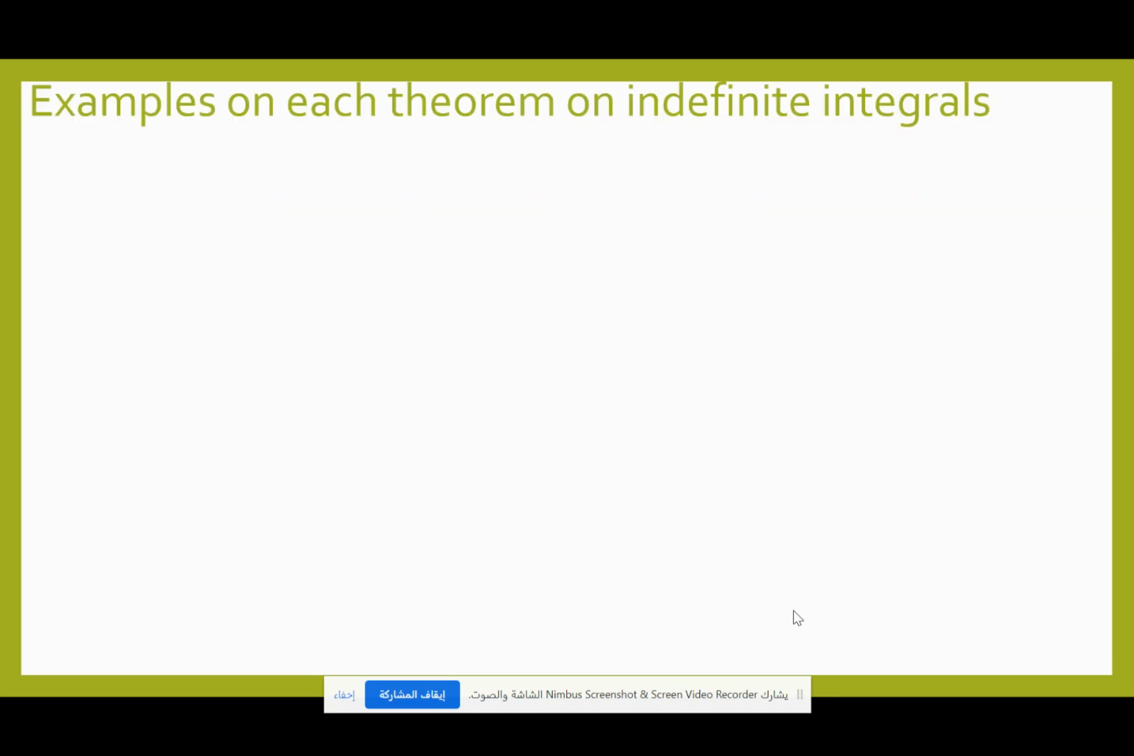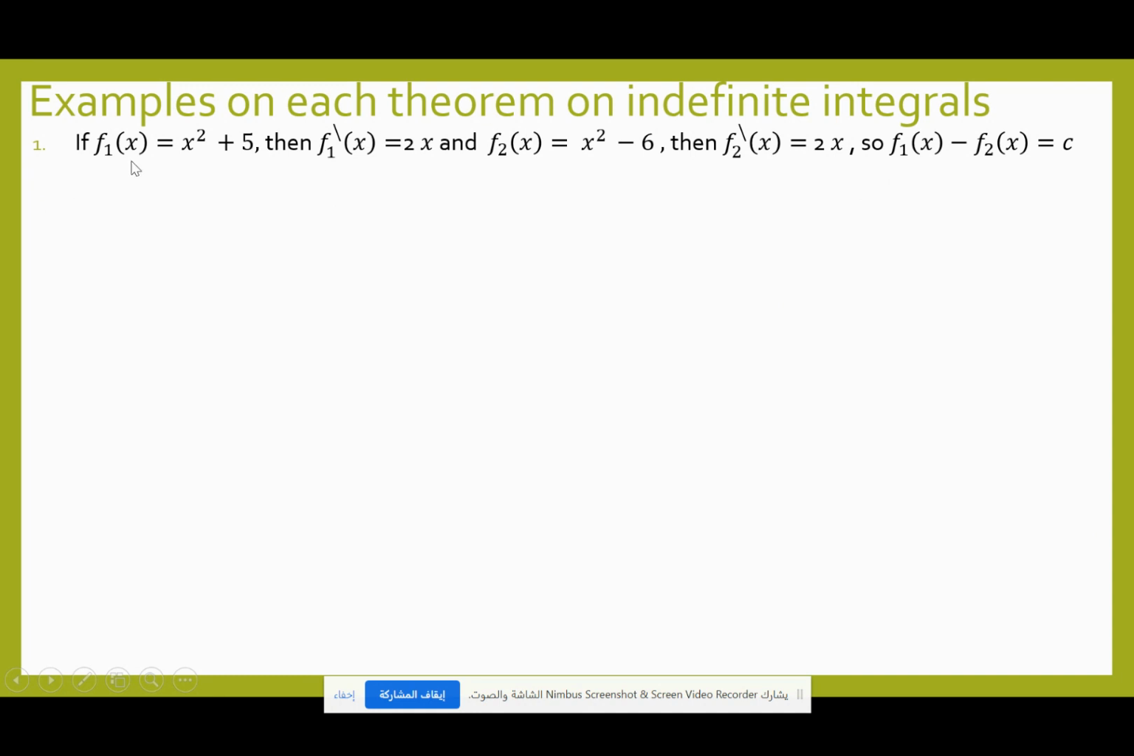We can now have some examples on each theorem on indefinite integrals. The first one: if we have f1 of x equals x squared plus 5, then we derive it, getting 2x. How? By taking the power down and reducing it by 1. And the derivative of the constant is 0, so no need to write it. And if you have another function, f2 of x equals x squared minus 6, you are going to derive it also by taking the power down, reducing it by 1, to get 2x. Look, try to compare f1 dash and f2 dash. You will get 2x here and 2x there, and they are the same.